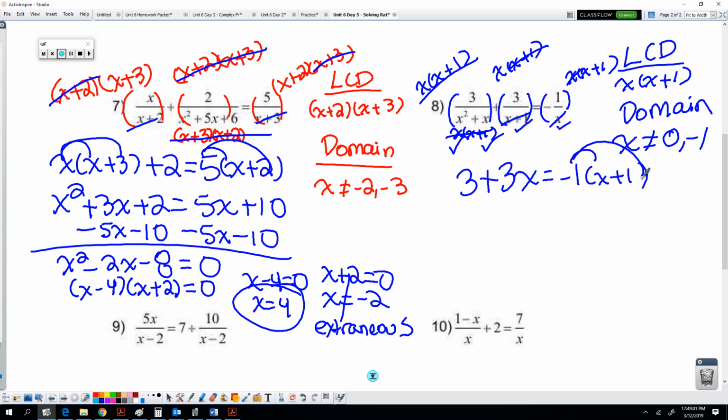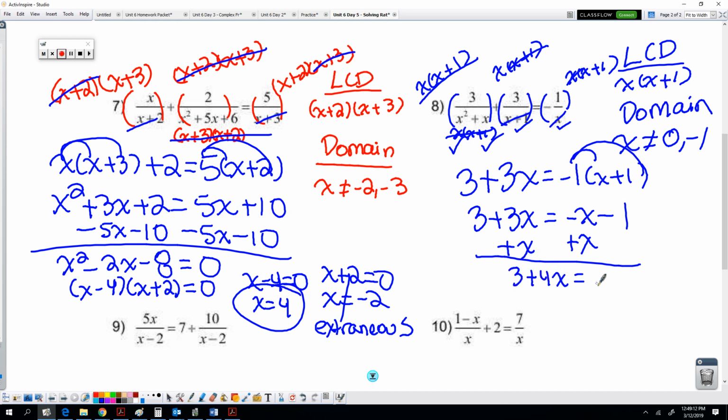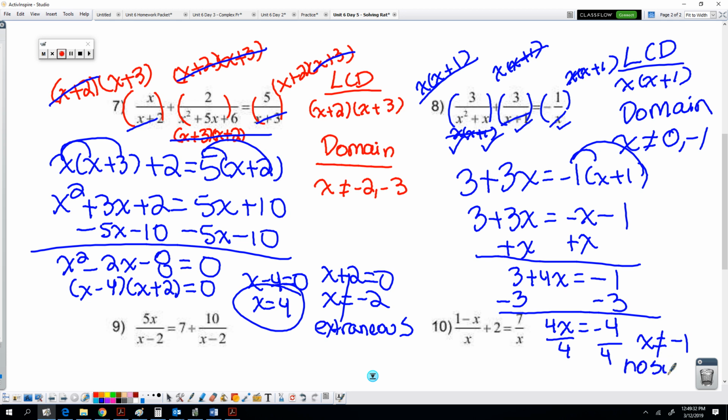And now we distribute. And now we solve. Divide by 4, x equals negative 1. Now negative 1 appears in my domain, and it says x cannot equal, so x cannot equal negative 1, so that means we have no solution.